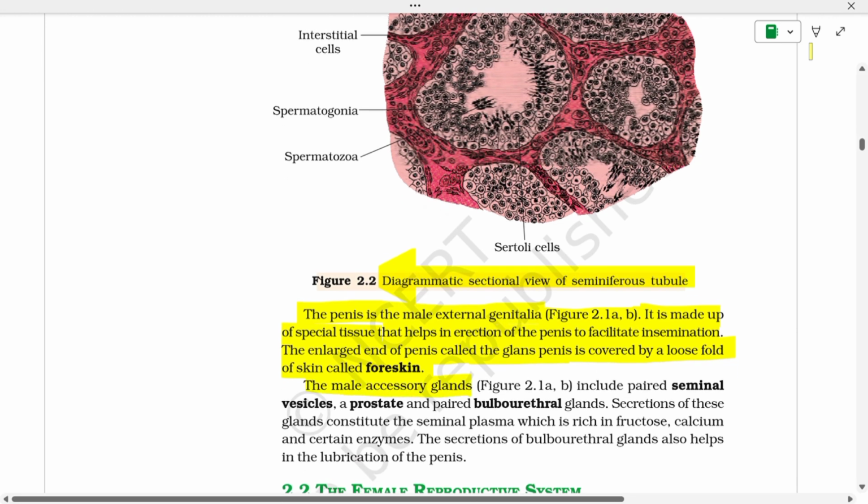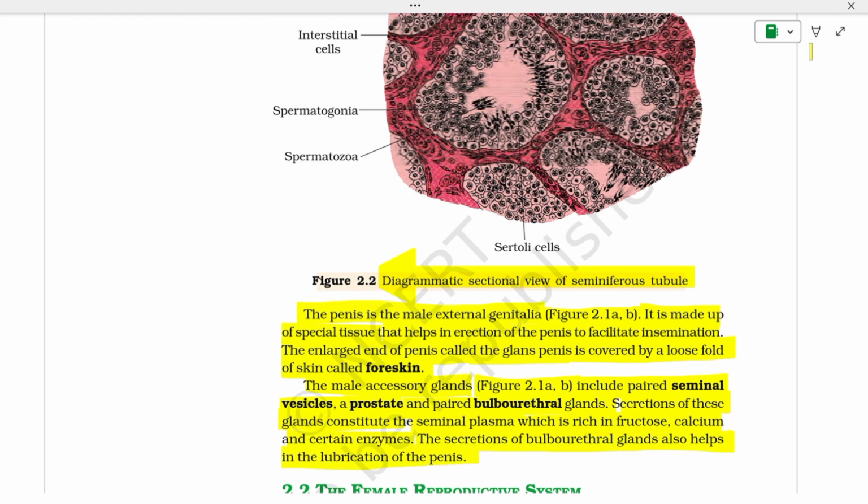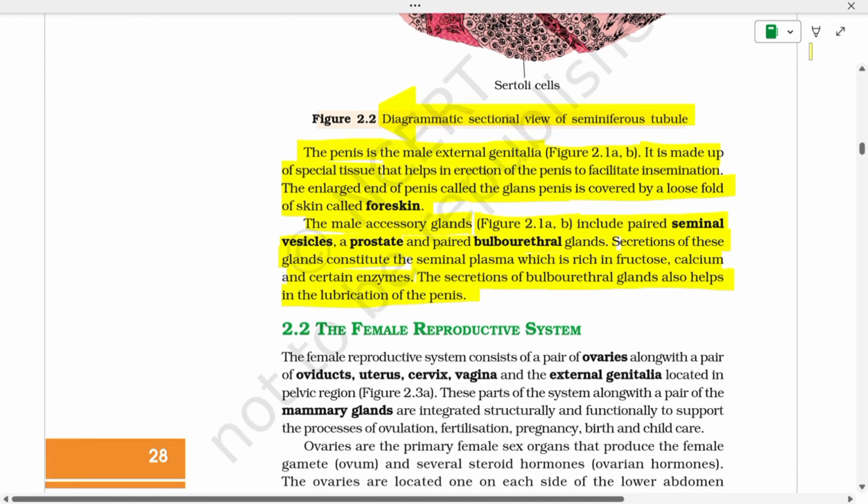The male accessory glands, figure 2.1a and b, include paired seminal vesicles, a prostate, and paired bulbourethral glands. Secretions of these glands constitute the seminal plasma, which is rich in fructose, calcium, and certain enzymes. The secretions of bulbourethral glands also help in the lubrication of the penis.